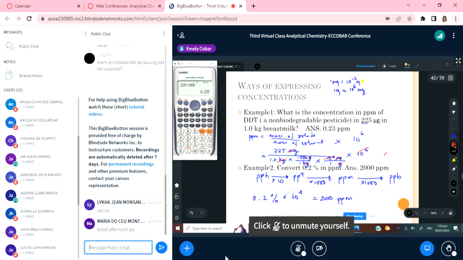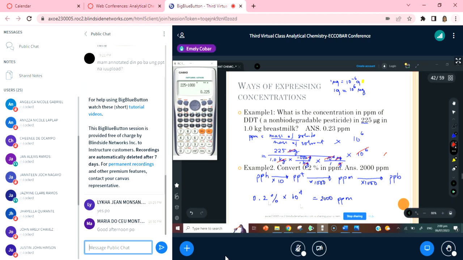So now, kung meron ka ng percent, parts per 100, how do you make it into ppm? How do you convert it into ppm? O tignan mo ha. Dito, sa parts per 100, pag tinimes natin ng 10, you'll get parts per 1,000. Pag minultiply pa natin ng 1,000, we'll get parts per million. Okay? Meron ka ditong parts per 100. So therefore, 10 times 1,000 is 10 to the 4. So therefore, multiplying 0.2% by 10 to the 4, you'll get ppm.